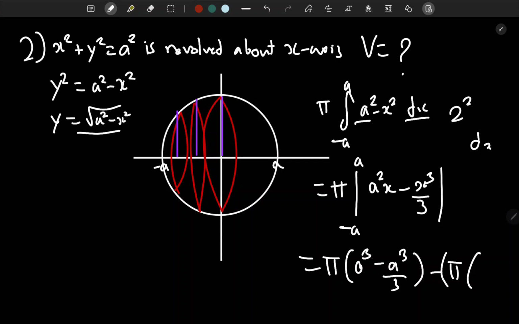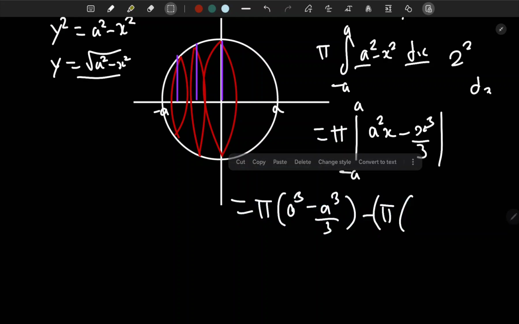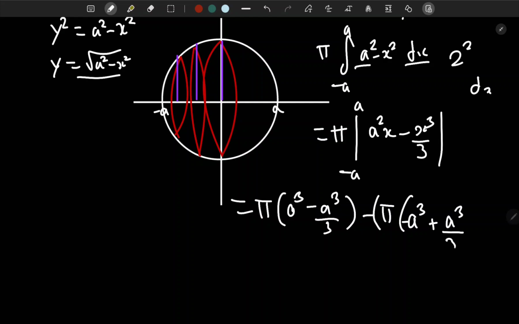Okay, I need more space here. I'm going to move it to the left. This time we have to substitute with negative a, so it's going to be negative a cubed plus a cubed over 3. So now just simplify it.